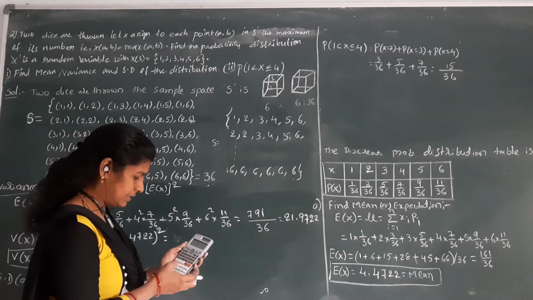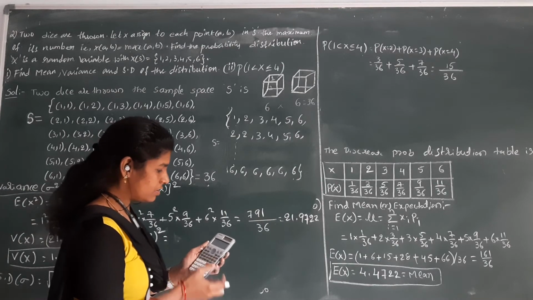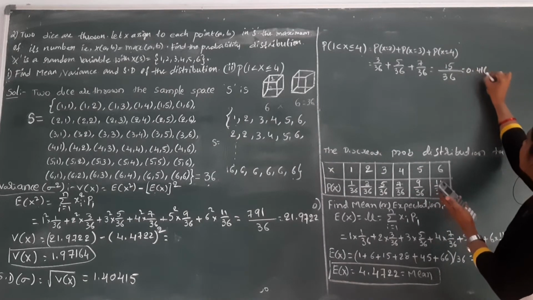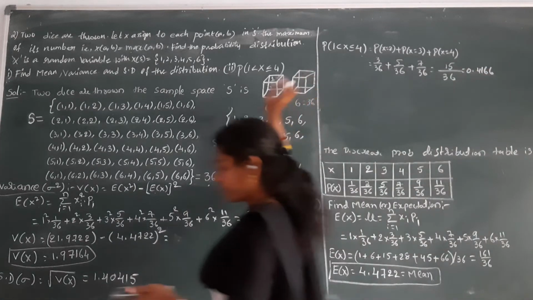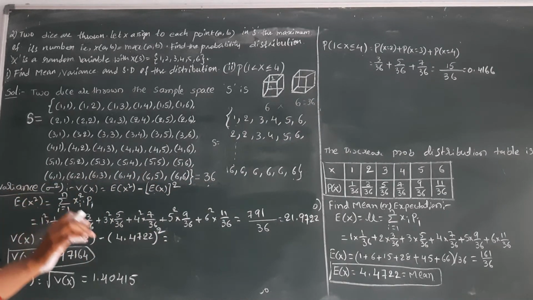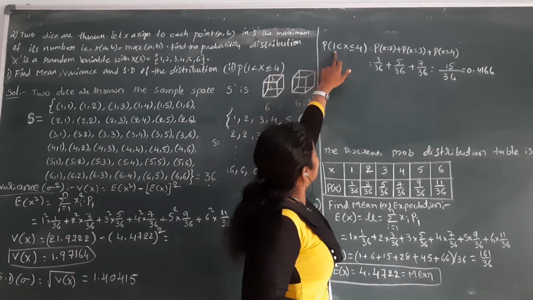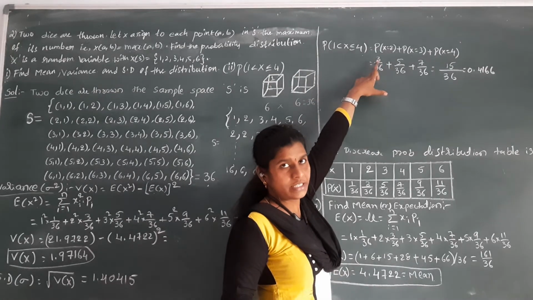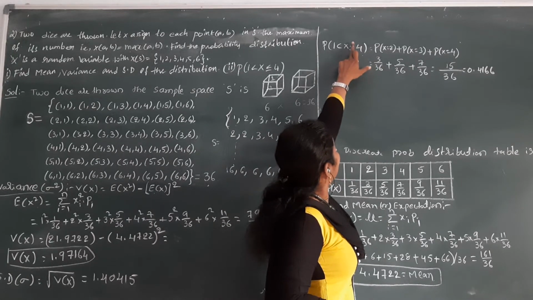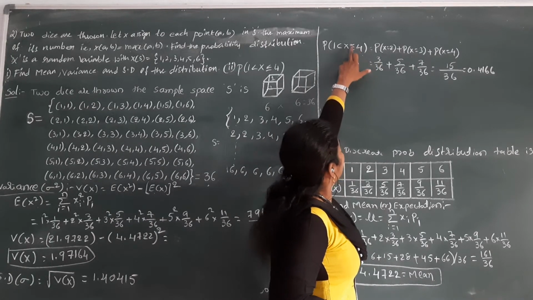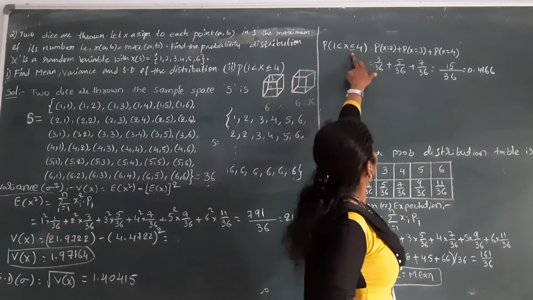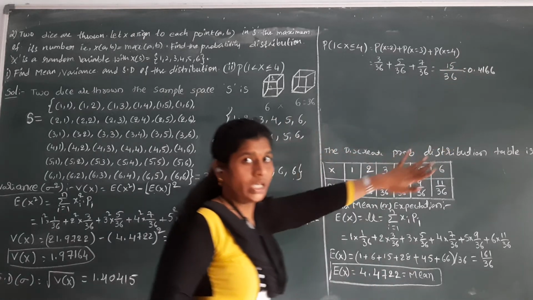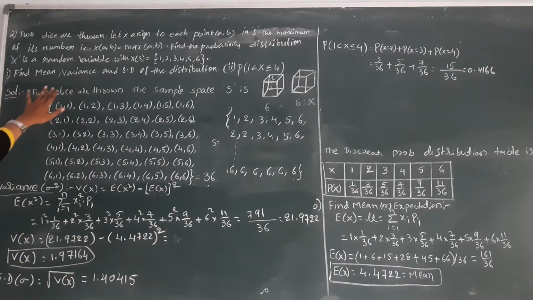15 by 36. That is equals to 0.4166 is the answer of this one. So see here in this place, 1 less than, strictly less than, so I am not including x is equals to 1. Here in this place x less than or equal to 4, lesser than and equal to, so equal sign is here, so I consider x is equals to 4 also. Okay. Next, so this is a complete solution of this one.